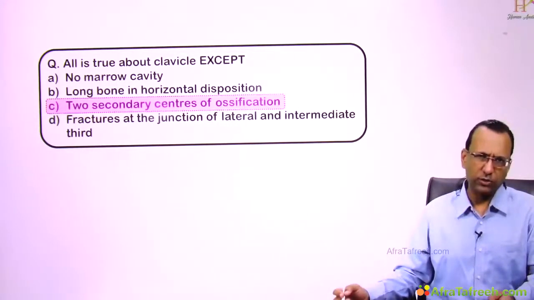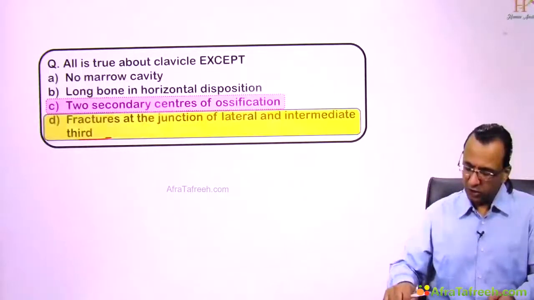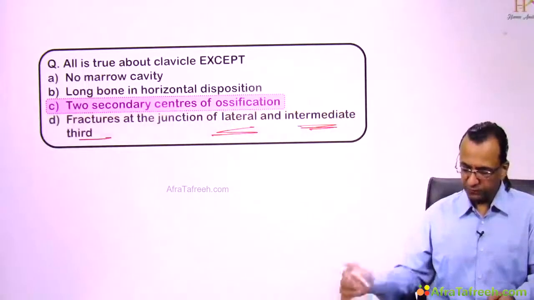Are you trying to say that choice number D is okay? Yes, I told you. Fractures are at the junction of the lateral and intermediate 1/3.